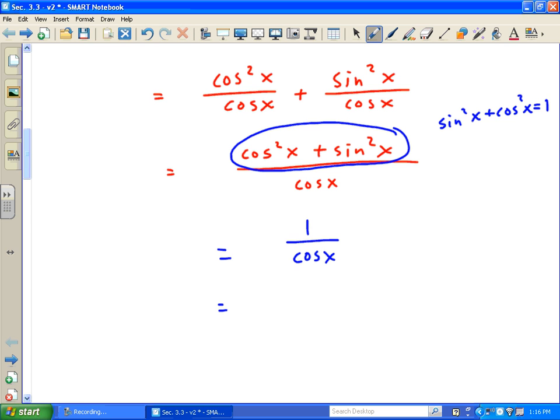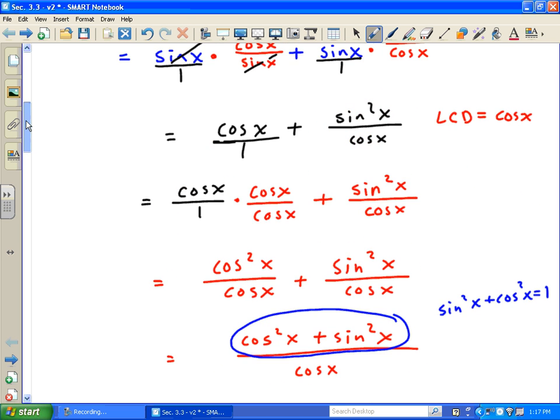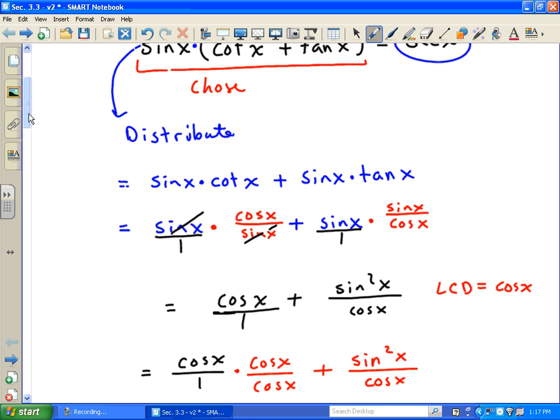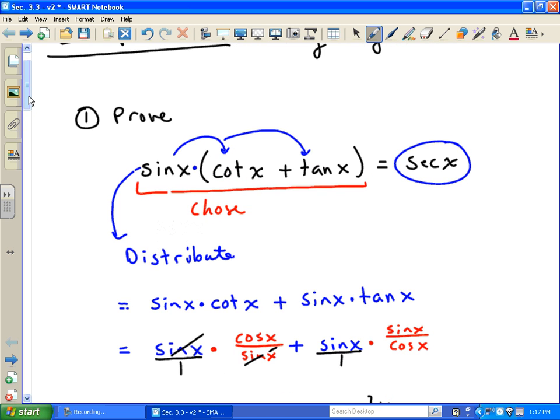Finally, 1 over cosine of x is a reciprocal function for secant of x. Secant of x is our desired result. We have proven this identity. If we scroll back up to the top of the page and we look at our original identity, we were trying to prove that the left-hand side equaled secant of x, and we have done this. This concludes this example of proving trig identities.